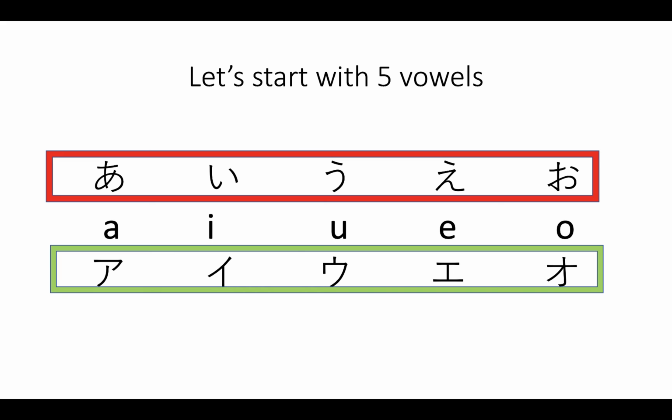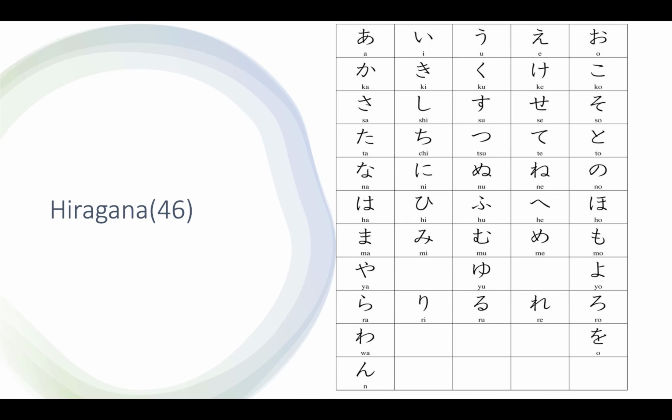Let's start with the 5 vowels. Just like in English, where we have 5 vowels, A, I, U, E, O, Japanese also has 5 vowels. They are A, I, U, E, O. The top one in the red box is in hiragana, and the lower one in the green box is in katakana. So we just need to memorize all of these characters, and also the pattern A, I, U, E, O. After memorizing that pattern, everything else will be easier to memorize.